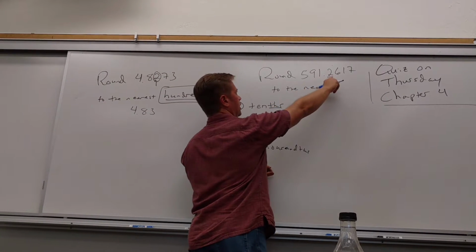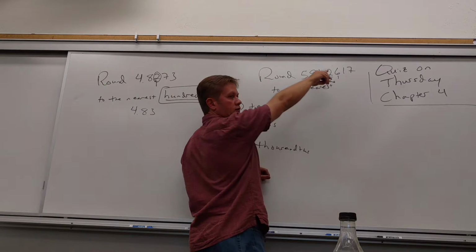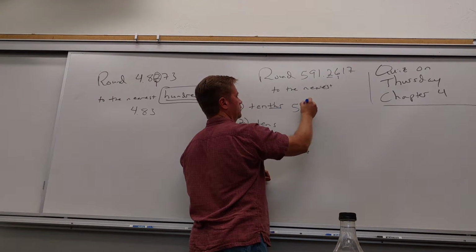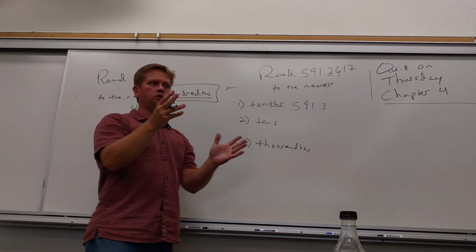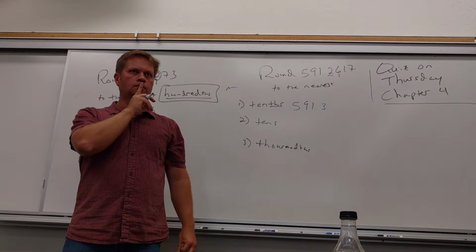So tenths, would I change it or leave it the same? Because the next number is 5 or more. So was it 5? Yeah. Always the next number over. 3, yeah. Or 30 or 300. 3,000. I don't care, right? The zeros you add don't mean anything.